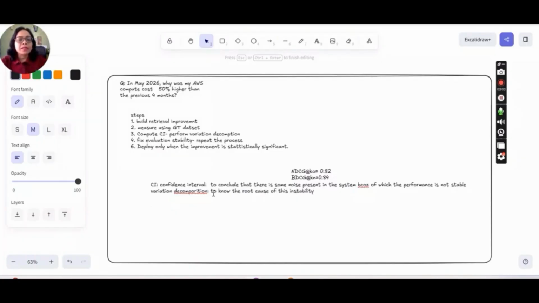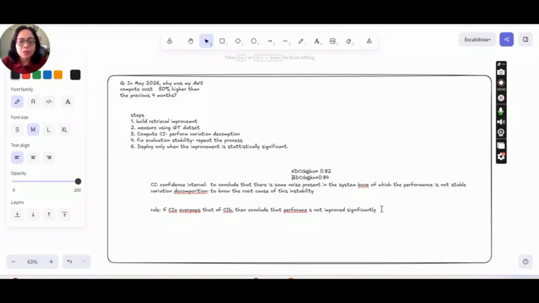So there is a rule: if there are two systems, and the confidence interval CI of system A overlaps that of system B, then conclude that the system performance is not improved statistically significantly. The performance improvement that we are claiming is not statistically significant.